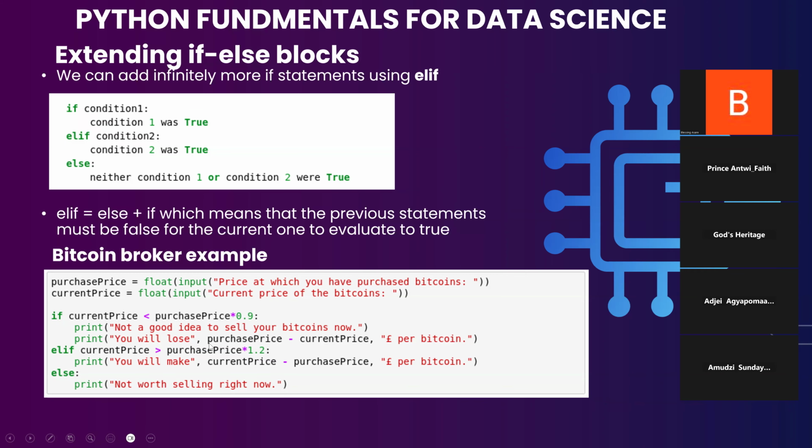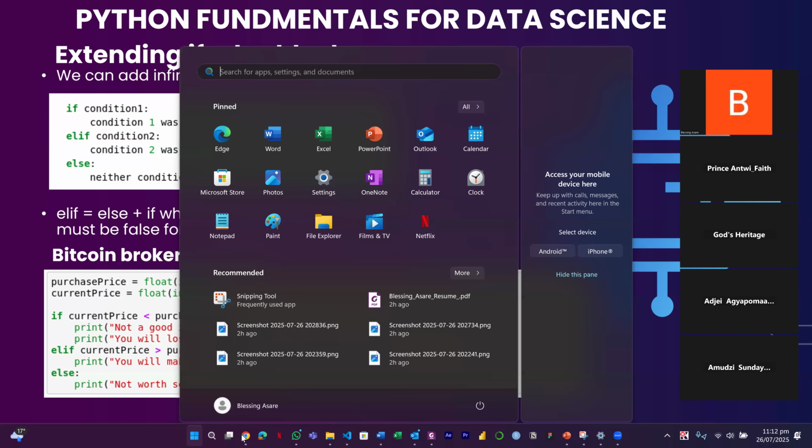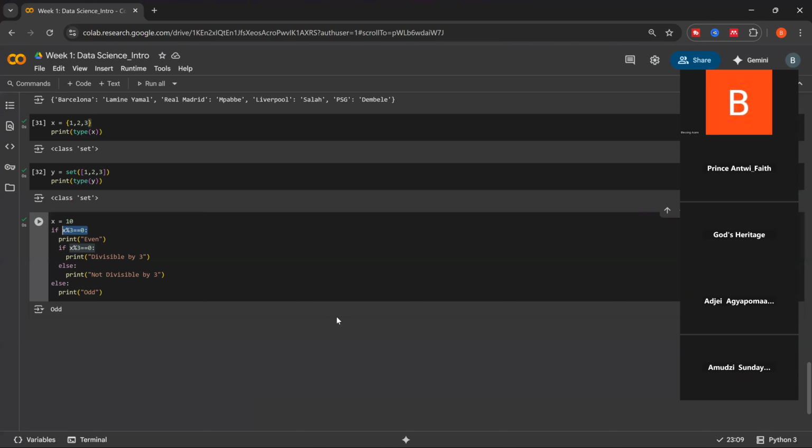Then you lose the purchase price minus the current price. Then this one: if the current price is greater than the purchase price multiplied by 1.2, then that is going to make profits. But remember that once you introduce elif, the previous condition must be false. So assuming the first calculation is true, then it will not run to this block. Okay.